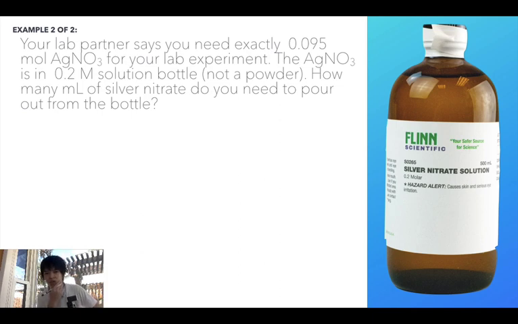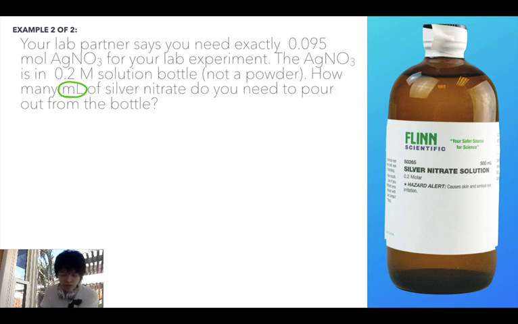Okay, so let's try to make sense of this problem. Your partner wants a certain amount of moles of silver nitrate, but you don't weigh it out because it's not found in a powder, it's in a solution. So how much of that solution will you need to pour so that you get exactly 0.095 moles of silver nitrate? Okay, so we're trying to figure out how many milliliters of a solution we need to pretty much get that many moles of silver nitrate.